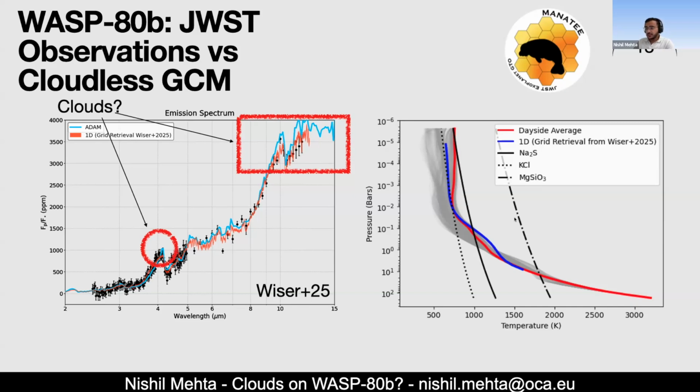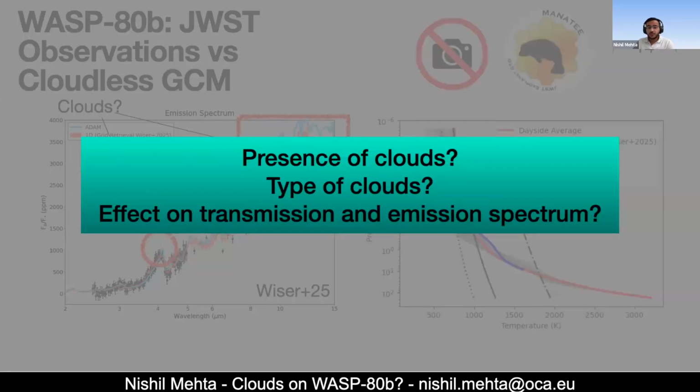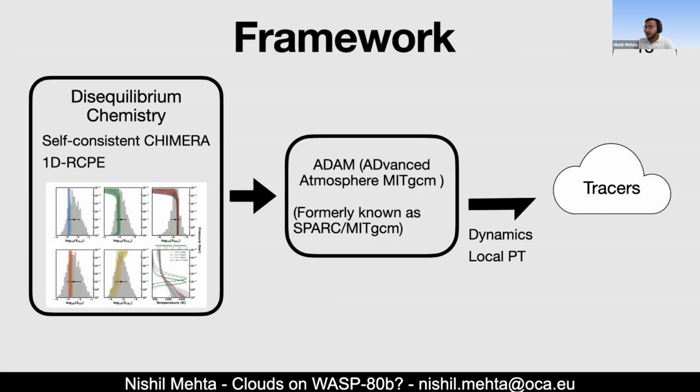To answer these questions about clouds, we need to study these clouds in detail and see what type of clouds are present in the atmosphere, and if they are present, how they would affect the transmission and the emission spectrum simultaneously. To implement clouds in the GCM, we use tracers. Tracers are cloud-like particles which can form the clouds or evaporate the clouds according to the local pressure, temperature, and the condensation curve of the cloud species. These tracers are free to move in the atmosphere according to the dynamics of the planet, or the winds of the planet.